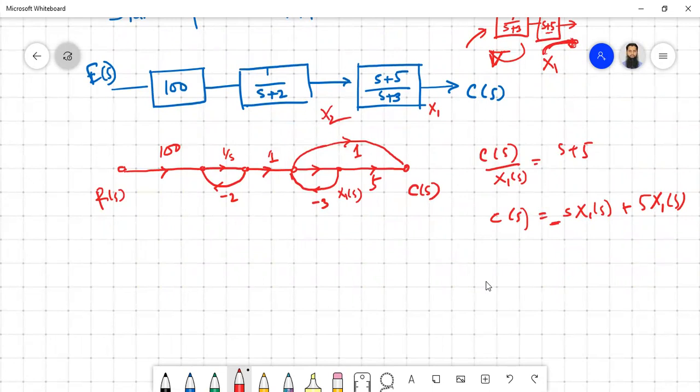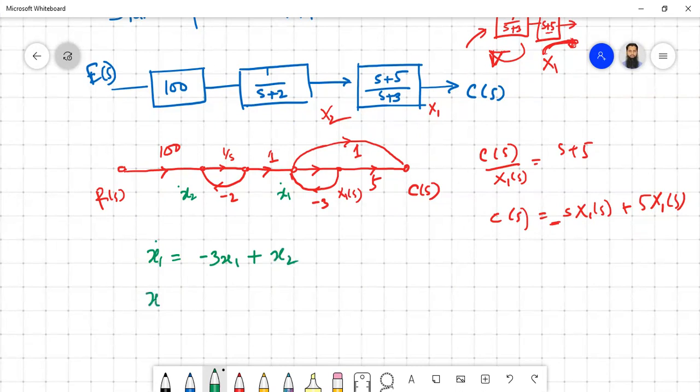Now we have to find x1 dot. This is x1 dot, and this is our x2 dot. So x1 dot is equal to minus 3x1 plus x2. x2 is directly coming there.